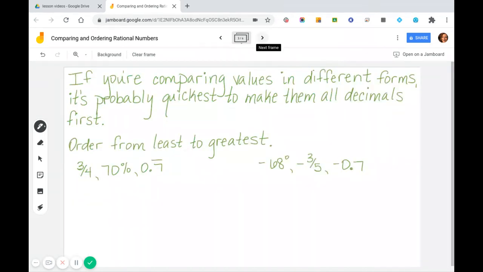If you're comparing values that are in different forms, unless they're ones that you just already know the values of really well, I would recommend changing them all to decimals. Usually that's going to be a lot faster than making them all fractions or making them all percents. And I know in my classes, based on our pacing guide, we haven't even gotten to percents yet. So I'm just going to make everything decimals. 3/4, you might already know, or if not, take top divided by bottom. That's the same thing as 0.75.